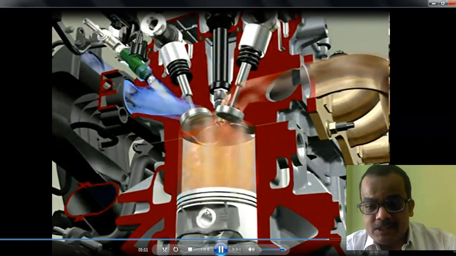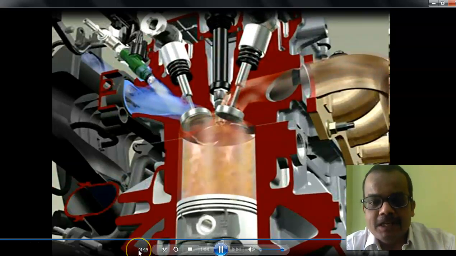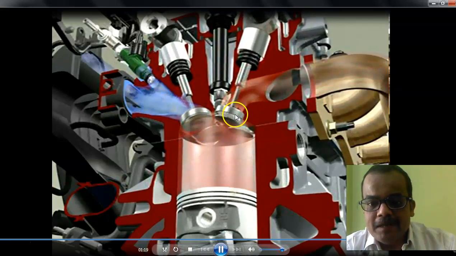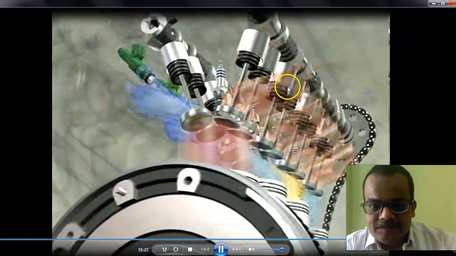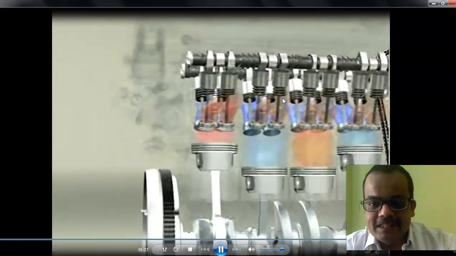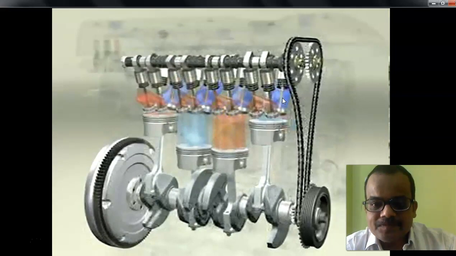And last stroke is the exhaust, the piston will move from BDC to TDC, the exhaust valve will get open, and the exhaust product will be moved out through the exhaust tube. So this is how it works. So you can see this animation, so your idea will get cleared.